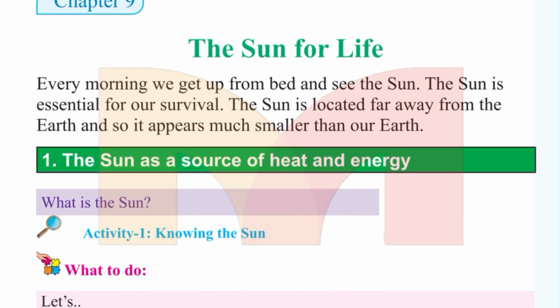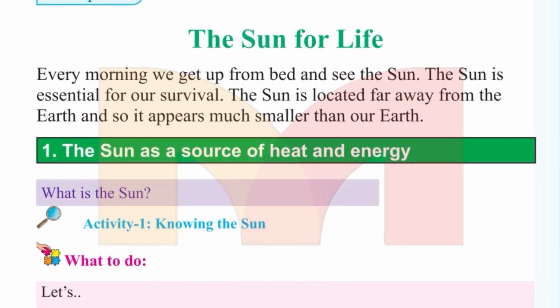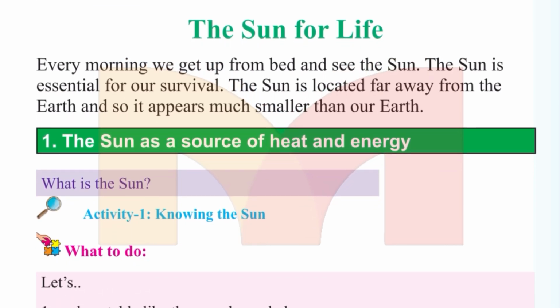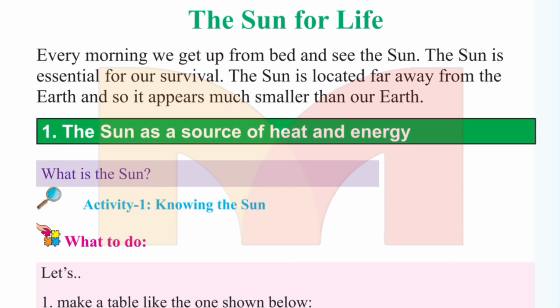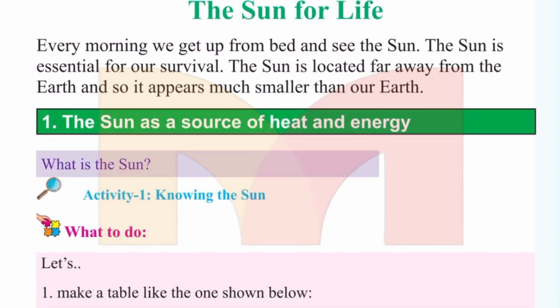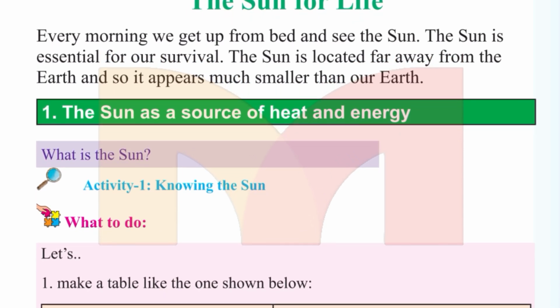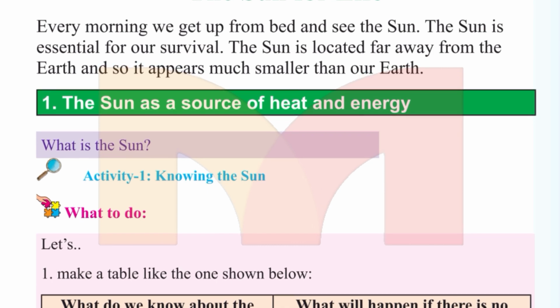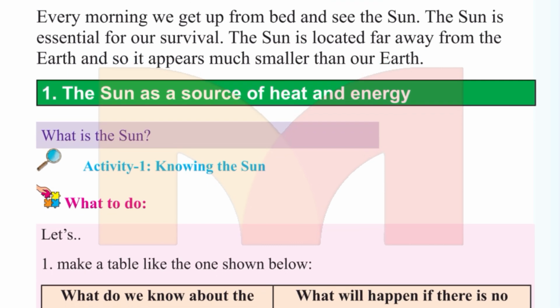Every morning we get up from bed and see the sun. The sun is essential for our survival. The sun is located far away from the earth and so it appears much smaller than our earth. Number 1. The sun as a source of heat and energy.